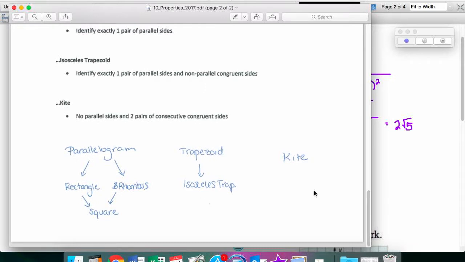At the bottom of the sheet, I've given a flow chart which tells how these particular items are related. For a parallelogram, we could have a rectangle, rhombus, and if it's a rectangle and a rhombus, then it will be a square. A trapezoid could specifically be an isosceles trapezoid, and a kite is in its own category.